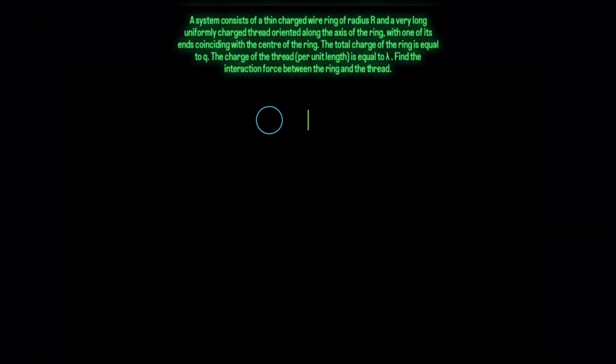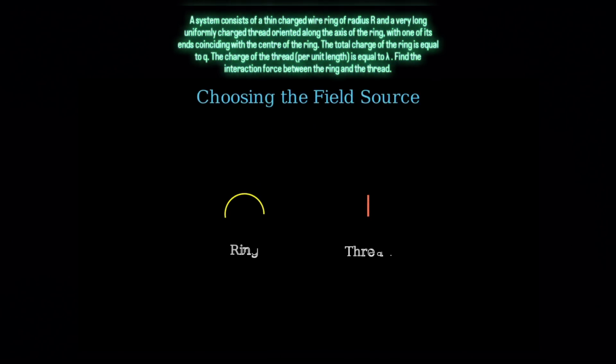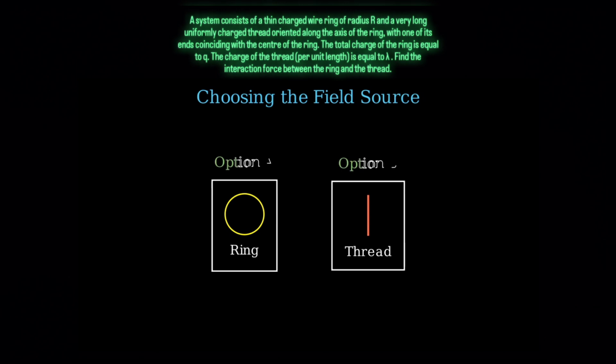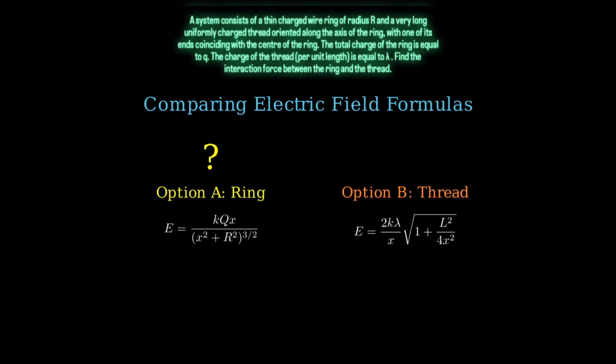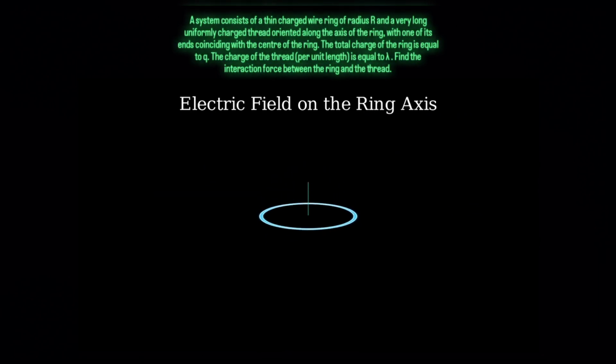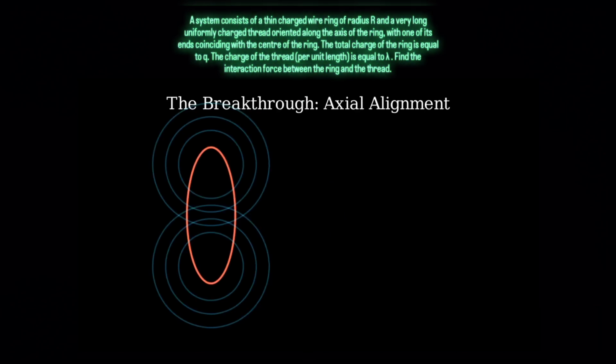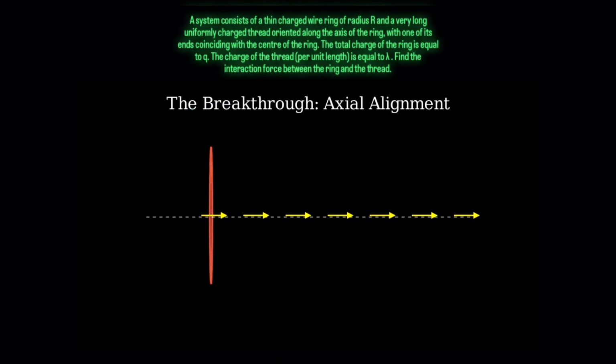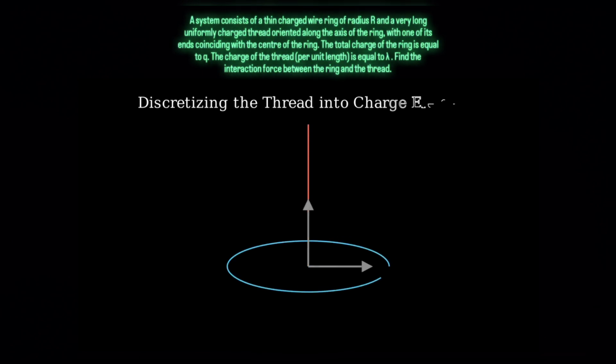So pause for a second. Instead of thinking about piece of ring acting on piece of thread, can we simplify one of these objects into a field? Which one has a simpler formula for the electric field along the axis? If you recall your electrostatics, the electric field on the axis of a ring is a standard formula. It points straight along the axis, which is exactly where our thread lies. This is our breakthrough. We can treat the ring as the source of a field, and the thread as a collection of tiny charges sitting in that field.